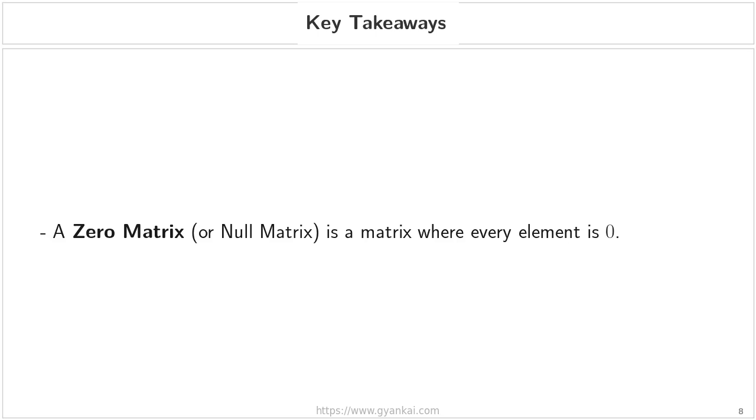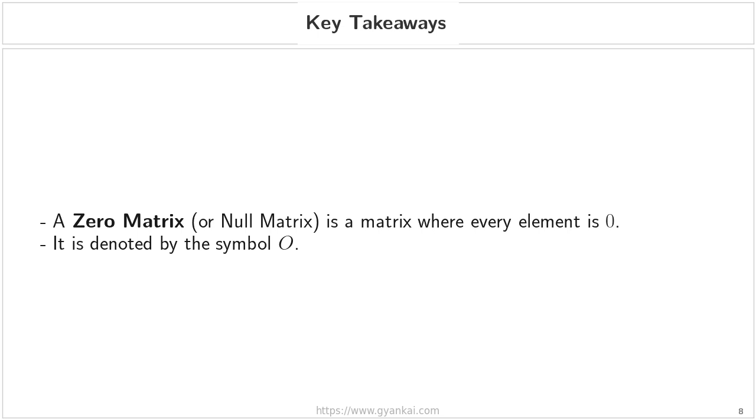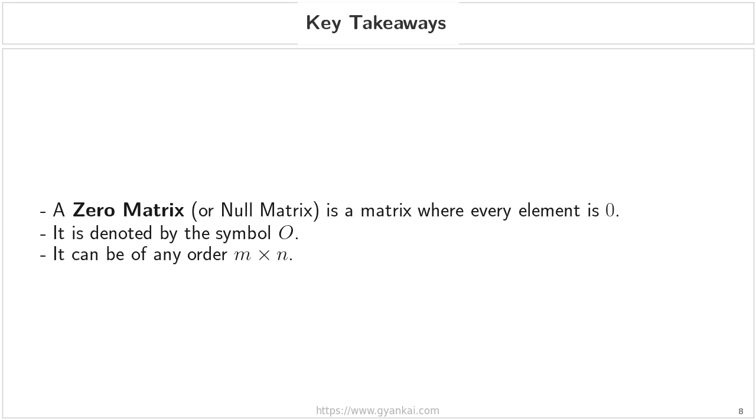Key takeaways. First, as we established at the beginning, a 0 matrix, which you may also hear referred to as a null matrix, is defined as a matrix where every single element is 0. To keep our notation consistent and concise, we represent this special matrix using the capital letter O. One of the most important points to remember, which we saw in our examples of both square and rectangular matrices, is that a 0 matrix is not restricted to a specific shape. It can be of any order, m by n.